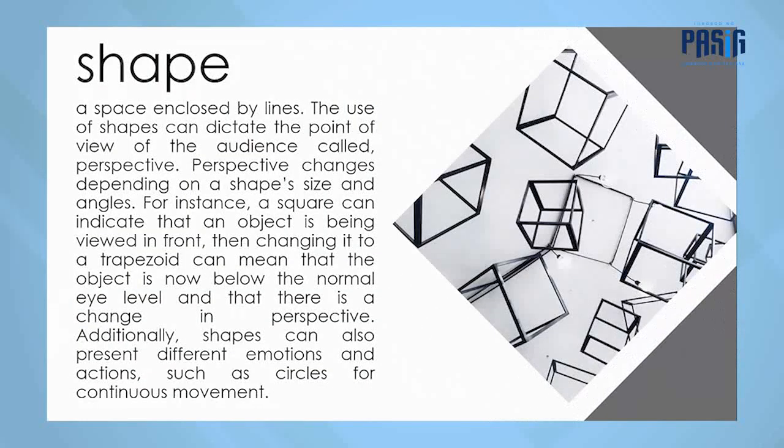Next is shape. It is a space enclosed by lines. The use of shapes can dictate the point of view of the audience, called perspective. Perspective changes depending on the shape's size and angles. For instance, look at the image on the right. A square can indicate that an object is being viewed in front, then changing it to a trapezoid can mean that the object is now below the normal eye level and that there is a change in perspective. Additionally, shapes can also present different emotions and actions, such as circles for continuous movement.